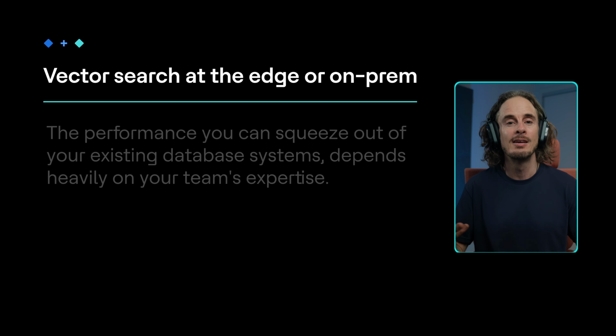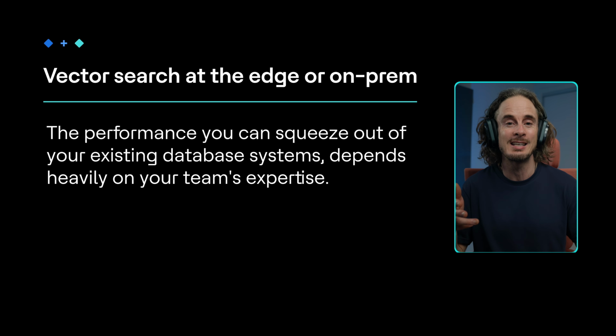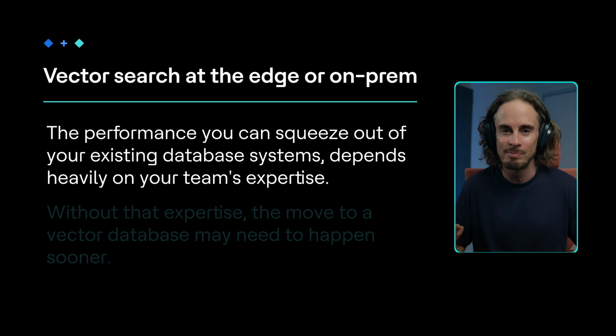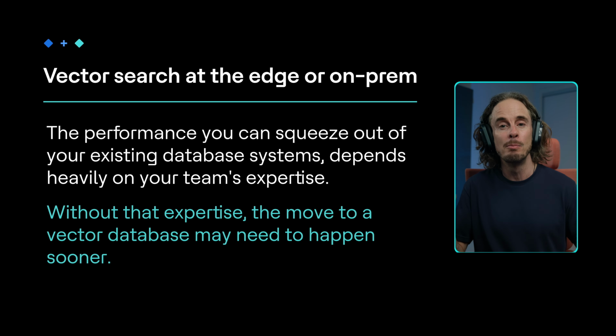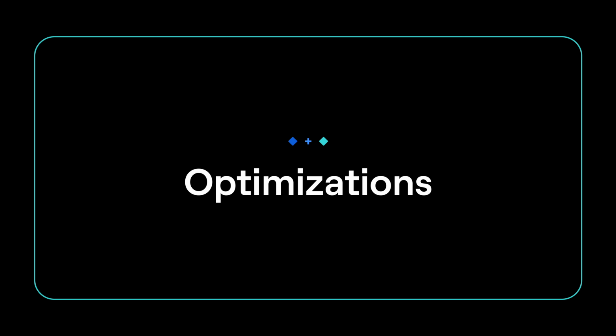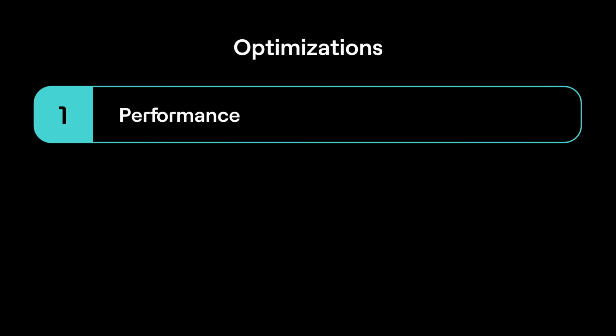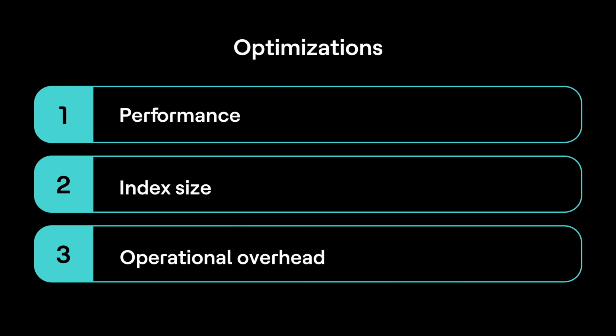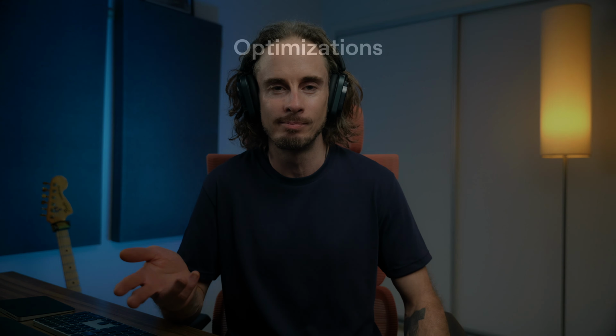On-prem also means the performance you can squeeze out of your existing database systems depends heavily on your team's expertise. And without that expertise, the move to a vector database may need to happen sooner. Optimizations come in many forms, but for now, I want to highlight two key optimizations that can have a huge impact on performance, index size, and operational overhead, regardless of the database or deployment environment.